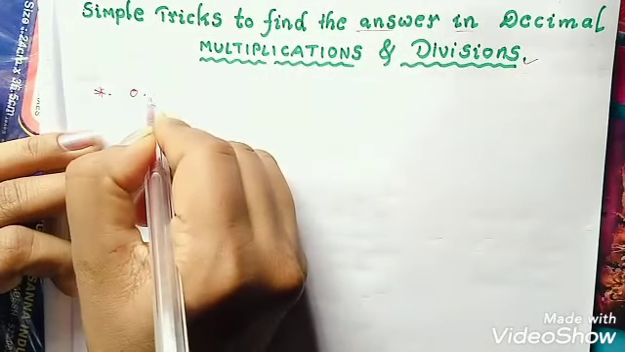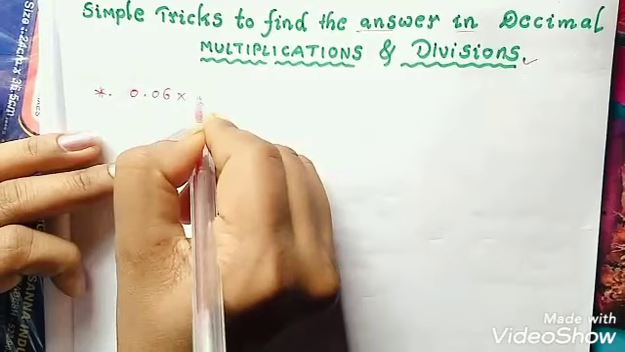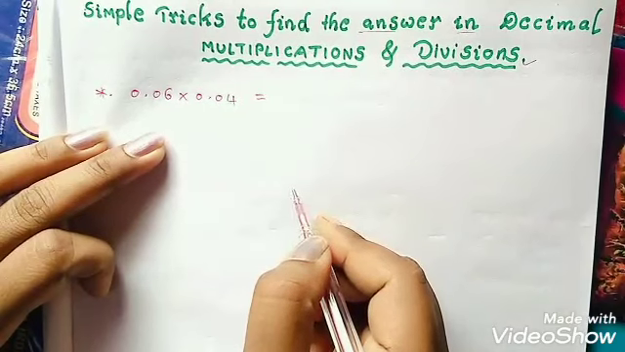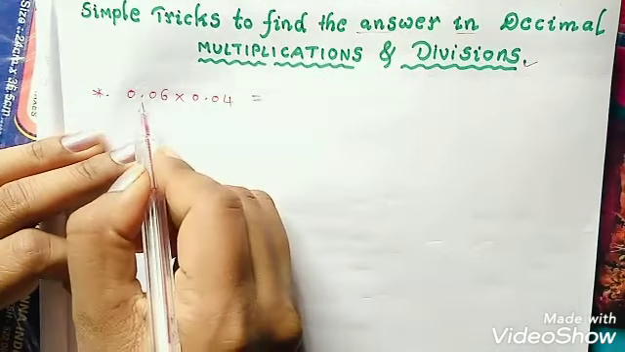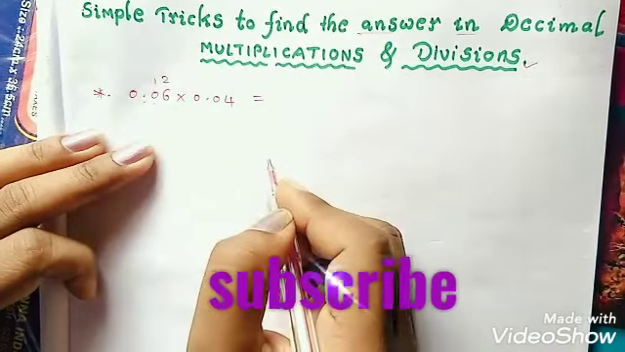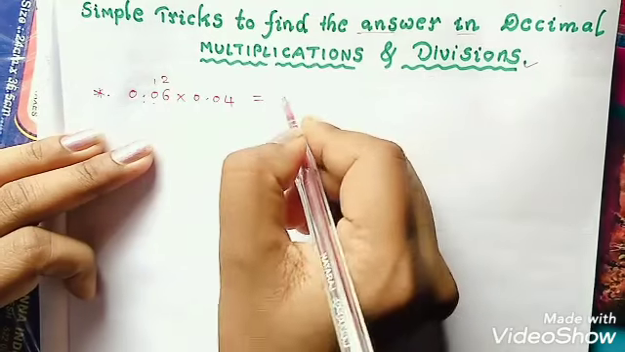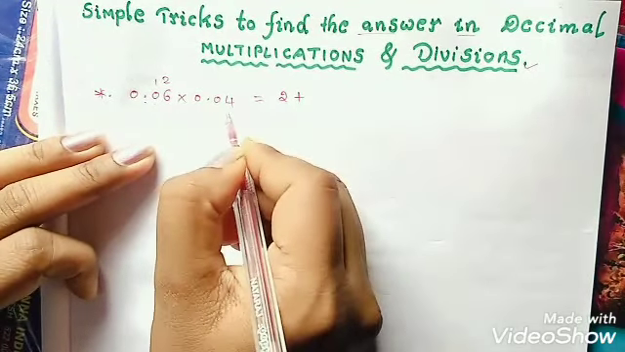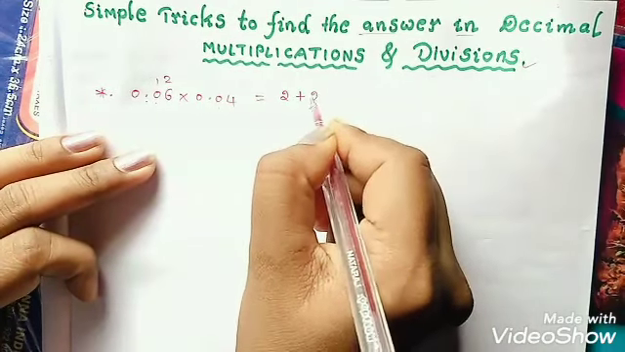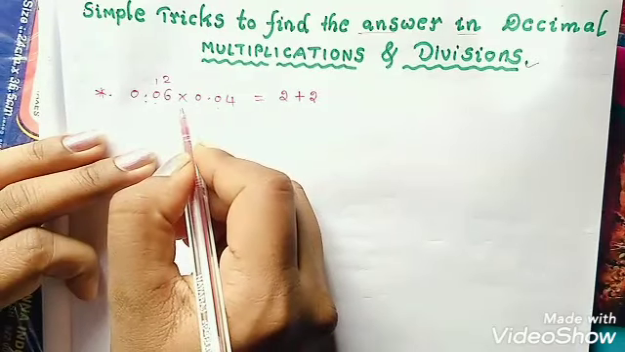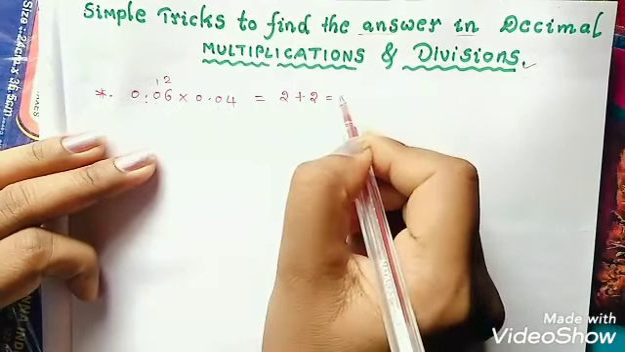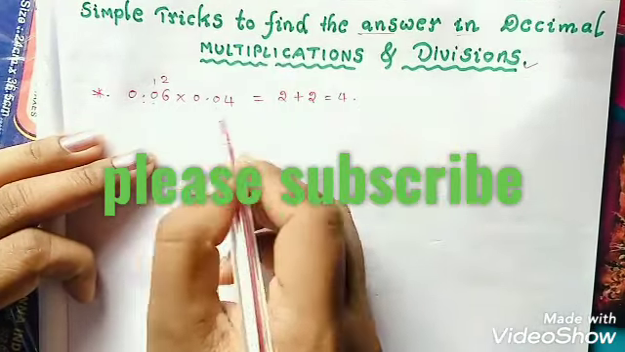If you want the answer for 0.06 into 0.04, the simple trick is to first count how many places there are after the decimal. 1 and 2, so 2 places, plus after this decimal again you have 2 places, 1 and 2. For multiplication, you have to add these two decimal place counts, then you should get 4 here. Now let us see the answer.